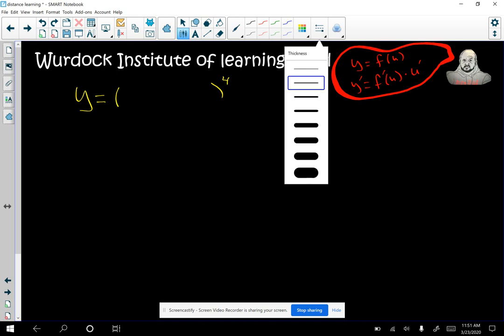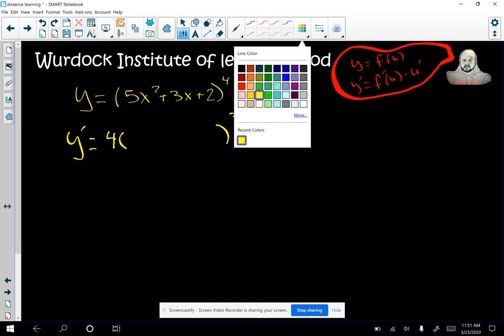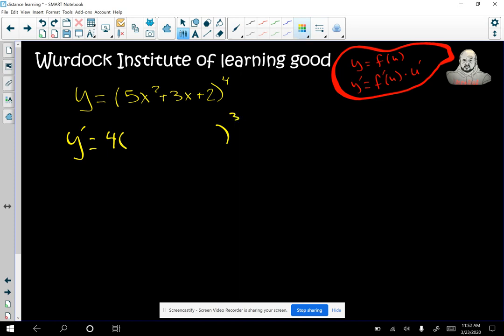So hence the derivative is 4 something to the power of 3. That's the start. x to the power of 4 would have a derivative of 4x cubed. Something to the power of 4 would look like such. Now you take a look at the inside function. Put that back in there, exactly as is, 5x squared plus 3x plus 2.